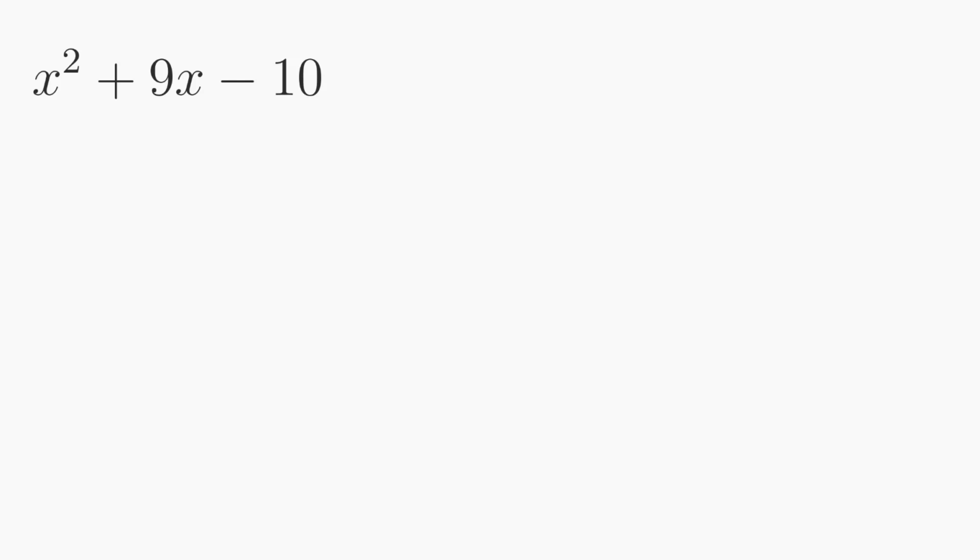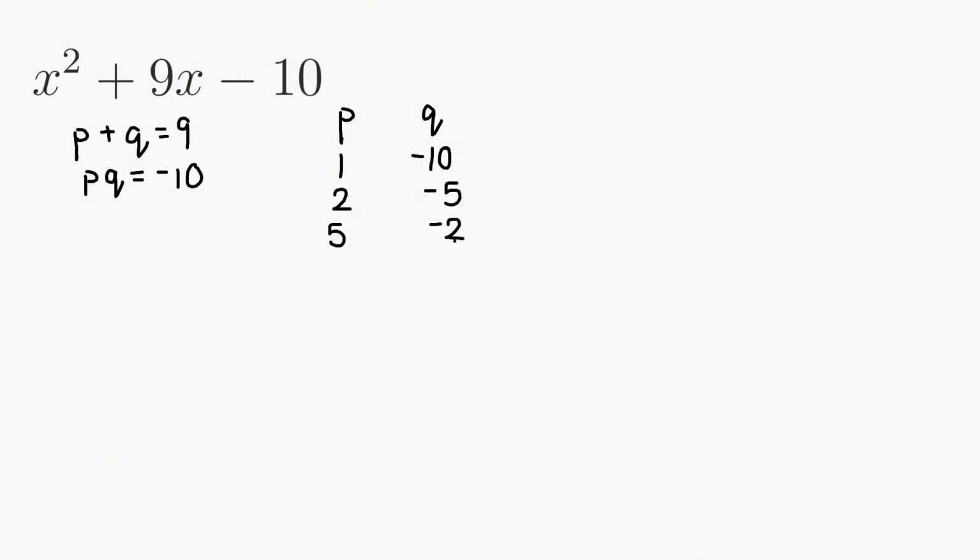For this question, we have x squared plus 9x minus 10. Once again, we're looking for p plus q, which is equal to positive 9, and p times q, which is equal to negative 10. We know that one of p and q is negative and one of them is positive. Let's list out p and q. So p could be 1 and q could be negative 10, this could be 2 and negative 5, 5 and negative 2, or 10 and negative 1.